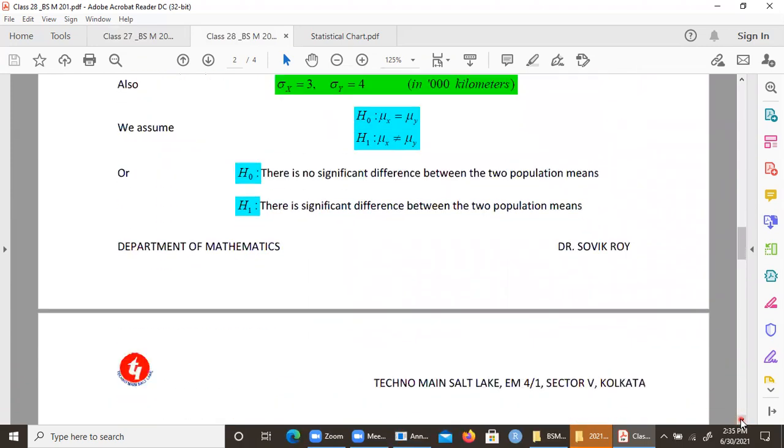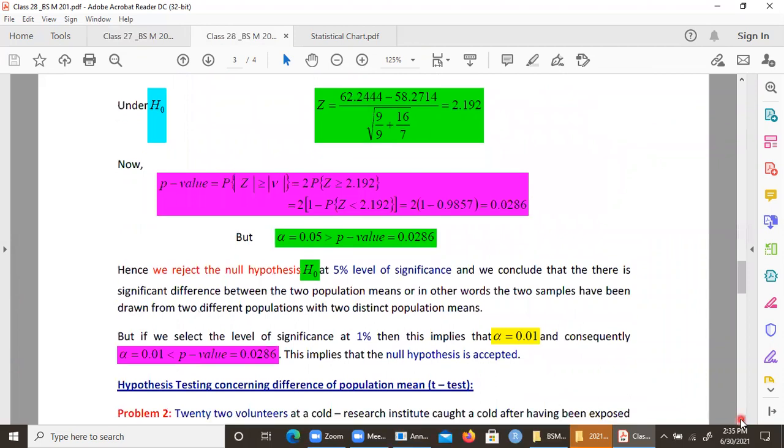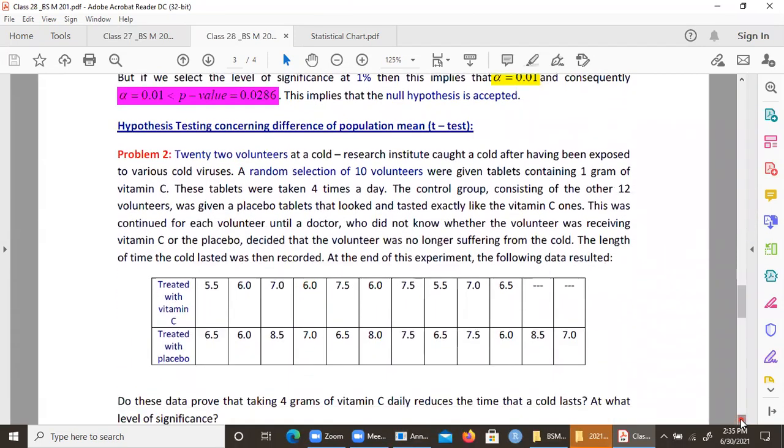But I'm going to consider the second one, which is the t-test for difference of means of populations. Let us read the question first. 22 volunteers at a cold research institute caught a cold after having been exposed to various cold viruses. A random selection of 10 volunteers were given tablets containing 1 gram of vitamin C. These tablets were taken 4 times a day. The control group consisting of the other 12 volunteers was given placebo tablets.